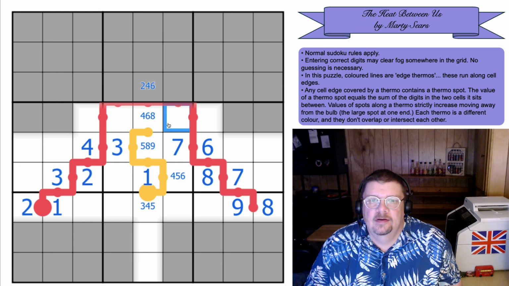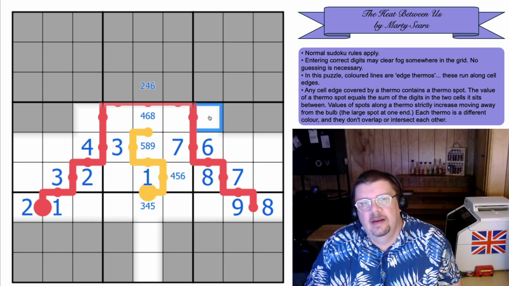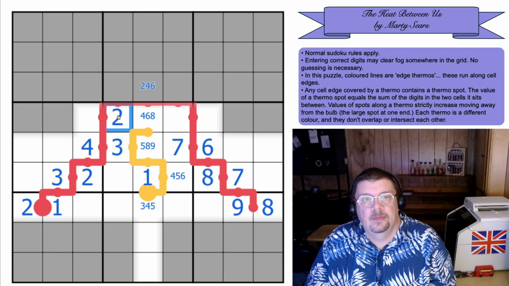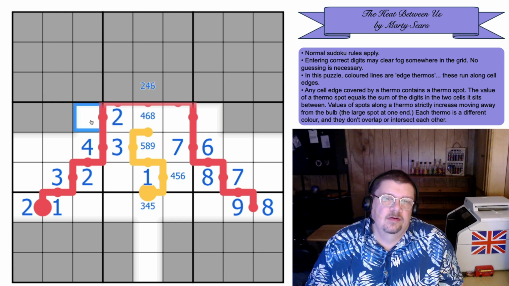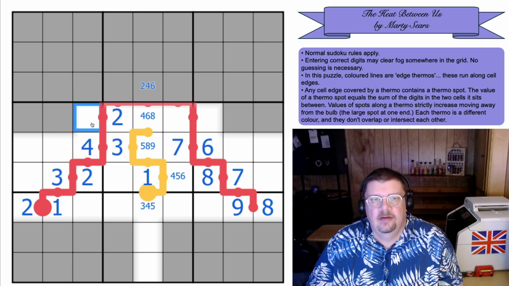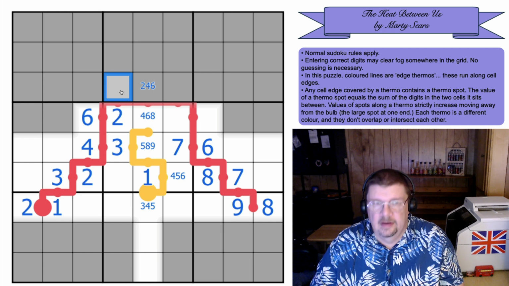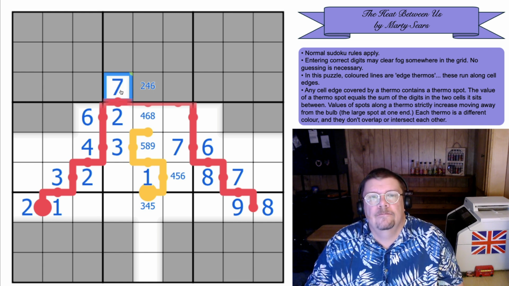And, oh, that's very nice. This is 12. If that were 2, that would have to be 10. So that's a 2. And that tells me that 7, 8 here, so that's a 6. This is exactly one more to make the 9, so that's a 7. Yeah, that just cleared fog. Okay, great.